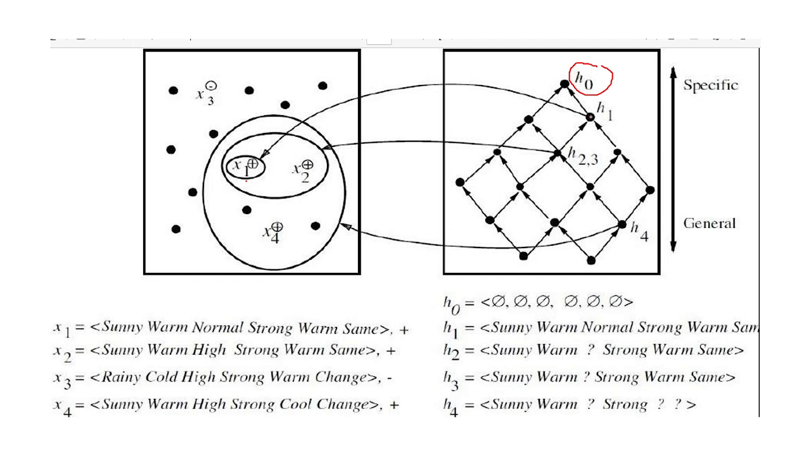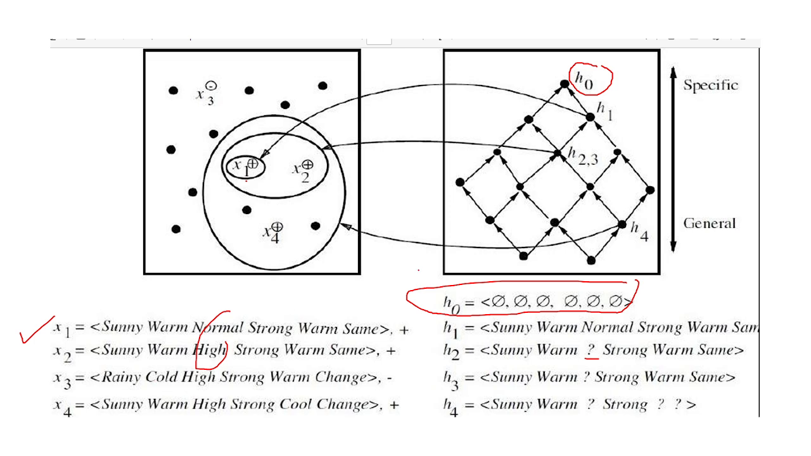H1 is obtained from the first set, this one, because H was zero initially. All the attributes are zero initially. Now H1 is sunny, warm, normal, strong because H1 is getting the value from x1. H2 is obtaining the value from this data set, that is sunny, warm. See, this is a change, so it is replaced by a question mark. Then the remaining parameters are same.